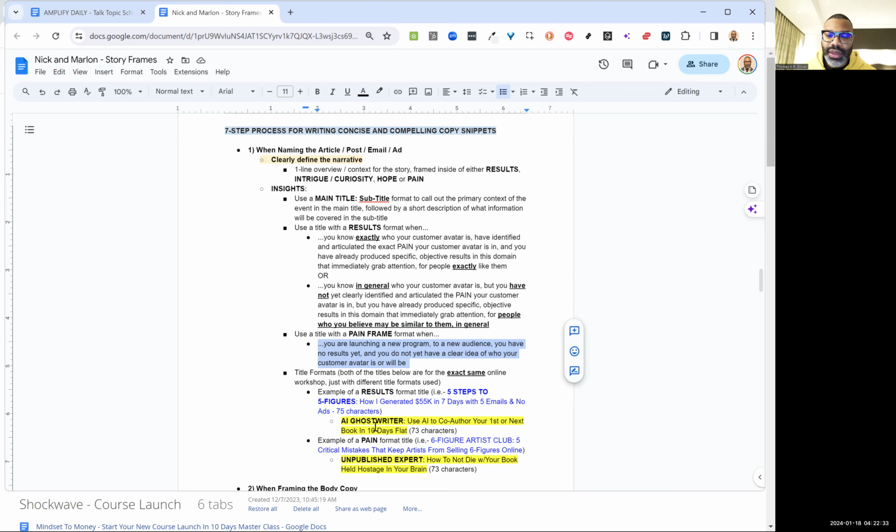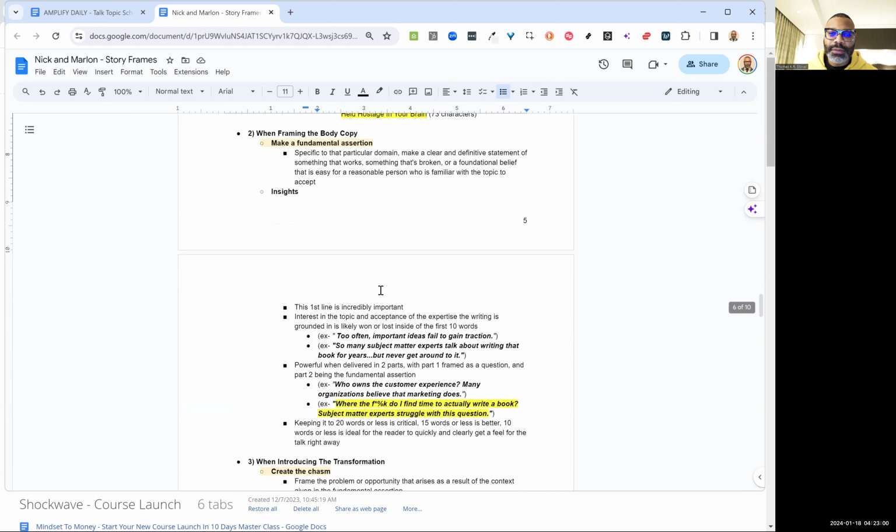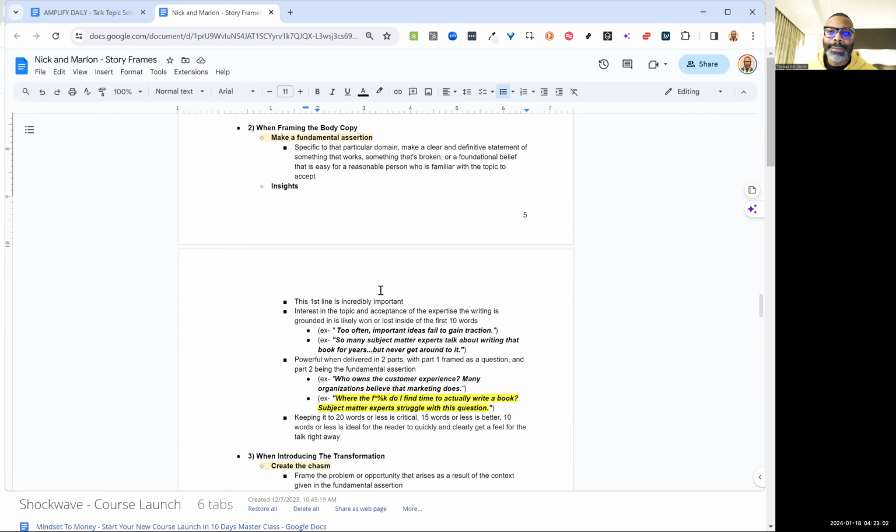Now for a masterclass that's all about AI ghostwriting. Results format, AI ghostwriter. Use AI to co-author your first or next book in 10 days flat. Pain frame, unpublished expert, how to not die with your book held hostage in your brain. Okay, so this is the structure for a compelling title. Now let's get into steps 2 through 7, which are really all about the body copy.